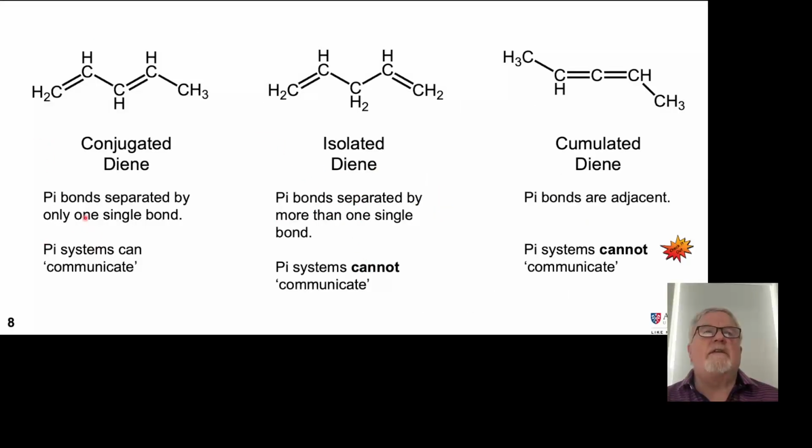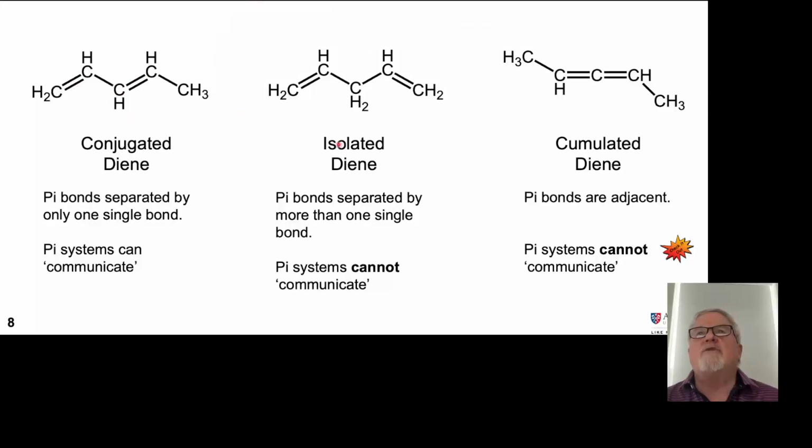So in a conjugated diene, our pi bonds are separated by only one single bond. Notice that all of our carbon atoms in this pi system, they're sp2 hybridized. So there's a p orbital in each of these carbons, and that's where the electrons are in the pi system. And those p orbitals are continuous amongst here.